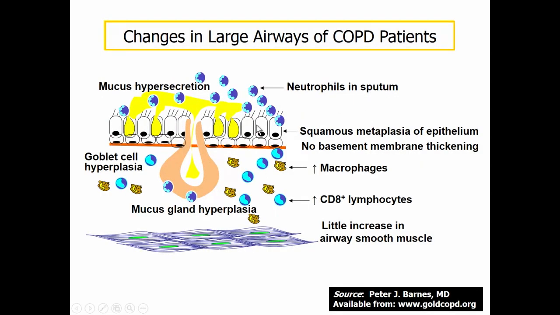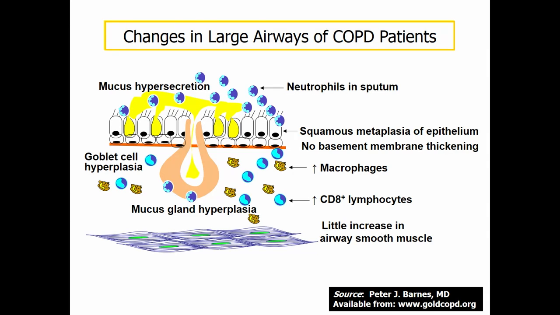This slide shows the changes in the large airways of COPD patients. In the airway lumen, there's hypersecretion of mucus and neutrophils, which can be seen in the sputum. There's squamous metaplasia of the epithelium, but no thickening of the basement membrane. In the interstitial side, we see increase in macrophages, CD8 positive lymphocytes, with little increase in airway smooth muscle.